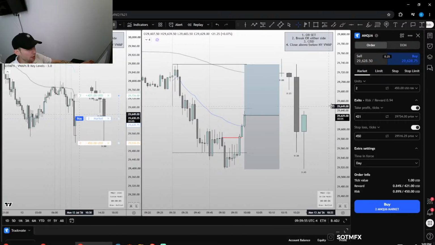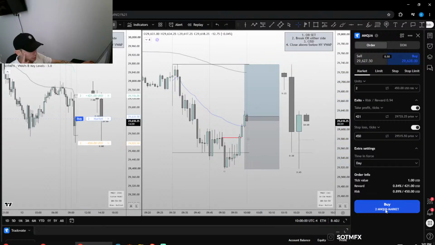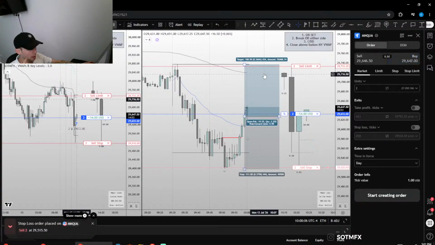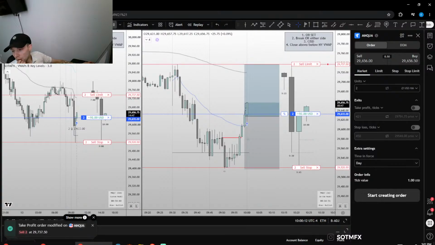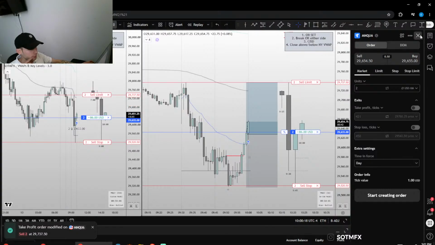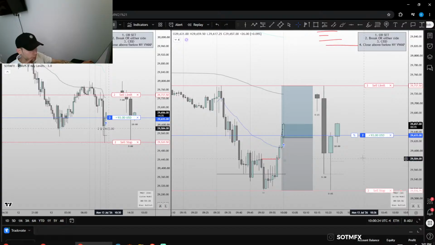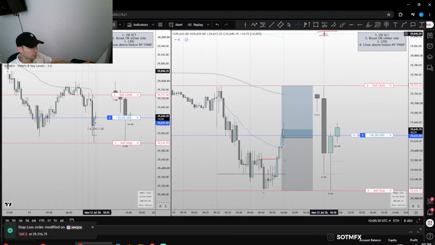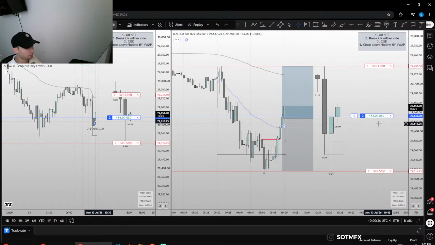All right, so 6 seconds left. As soon as price does close, so I did enter the trade. This is the break and retest, and now I'm looking for price to continue pushing higher, right? All right, so let's see.